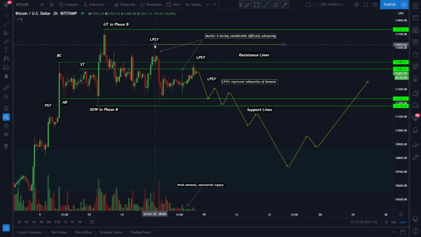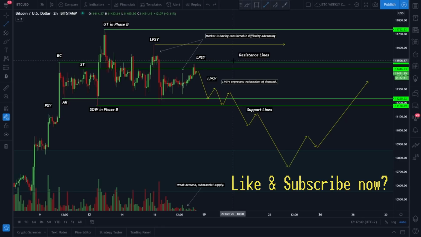So as I said, if we break above this LPSY area, that is going to make this whole Wyckoff distribution phase invalid. So you can see you got both images, the bullish and the bearish. So now let's wait for price to give us a proper trend direction.